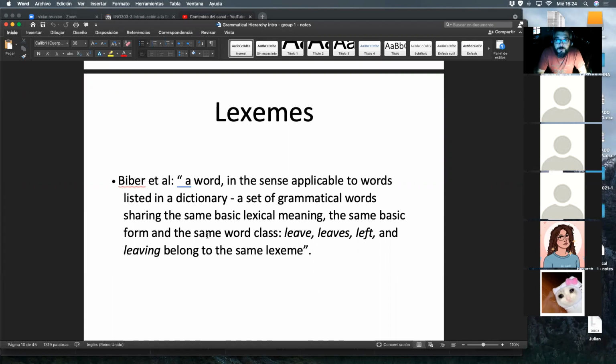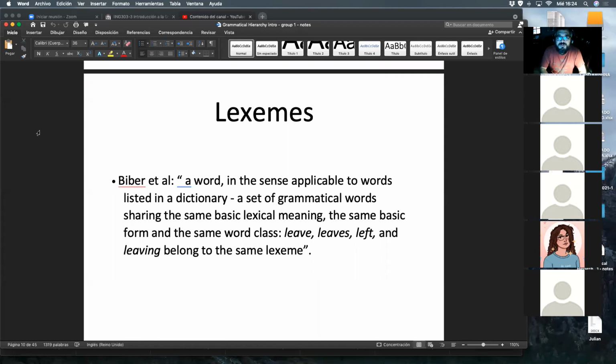Okay. So basically, lexemes. Now we're going to talk a little bit about the second stage within the grammatical hierarchy. They are called lexemes. Probably this is the way in which people refer to them as words, okay? But we refer to them as lexemes. So Biber et al. says that a word in the sense applicable to words listed in a dictionary, therefore a set of grammatical words sharing the same basic lexical meaning, the same basic form, and the same word class. That is to say, leave, leaves, left, and leaving belong to the same lexeme.